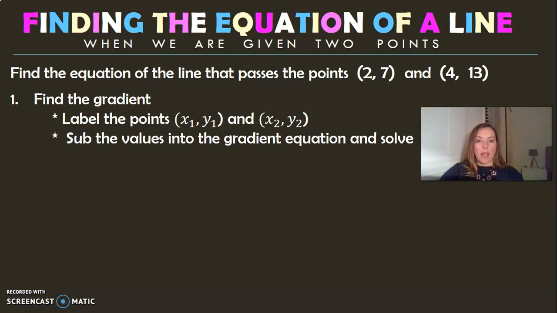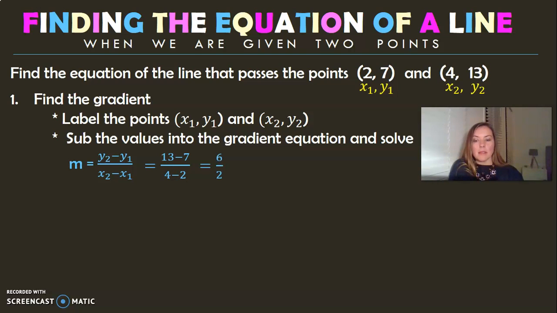Step 1 is to find our gradient. We're going to follow exactly the same procedure as we did in the previous video, where we will be labeling our points as point 1 and point 2. This first point here is my 2, 7, so that will become x1, y1, and this second point will be x2, y2. Then I'm going to substitute those values into the equation for gradient, which is y2 take y1 on x2 take x1. That will give me 13 take away 7 divided by 4 take away 2. Solving those gives me 6 divided by 2, which gives me a gradient of 3.